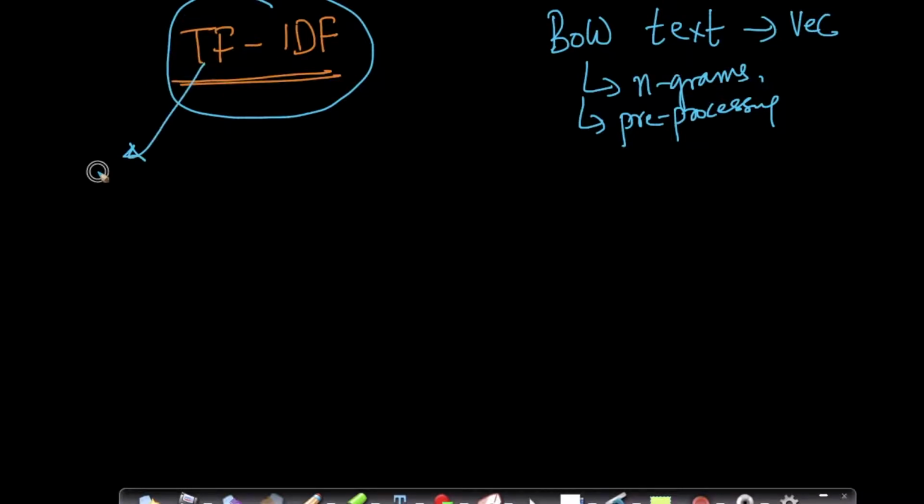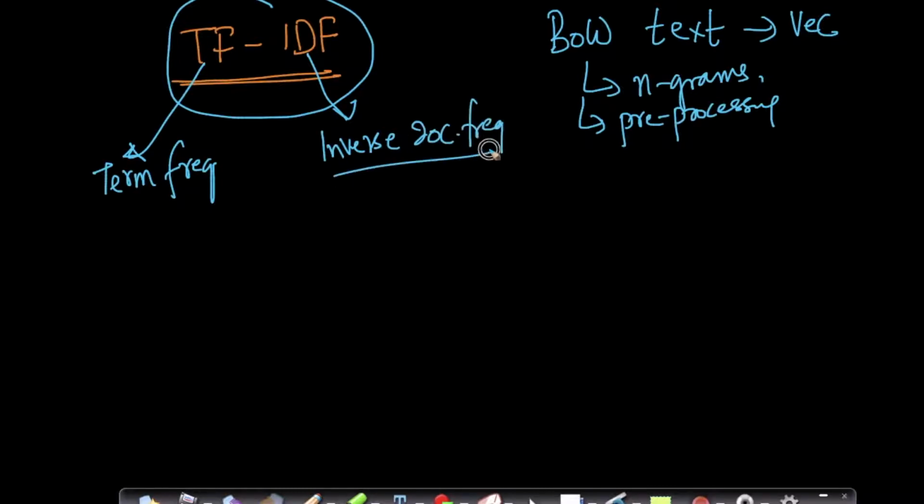Here TF stands for term frequency. I'll explain what term frequency means in a while. IDF stands for inverse document frequency. I'll again explain what inverse document frequency means. Let's try to understand this with an example.